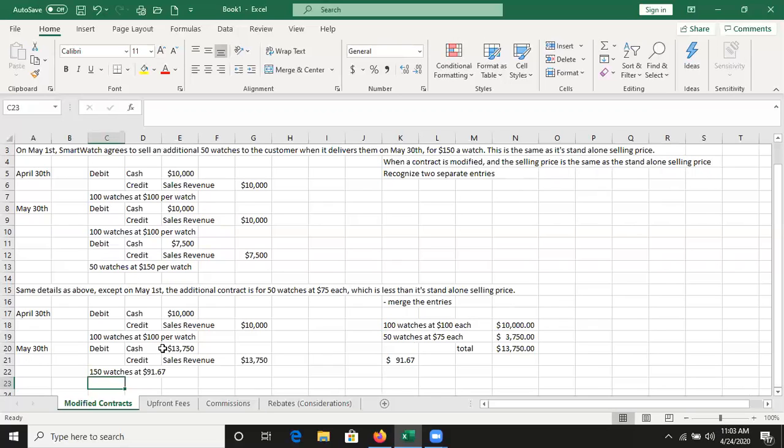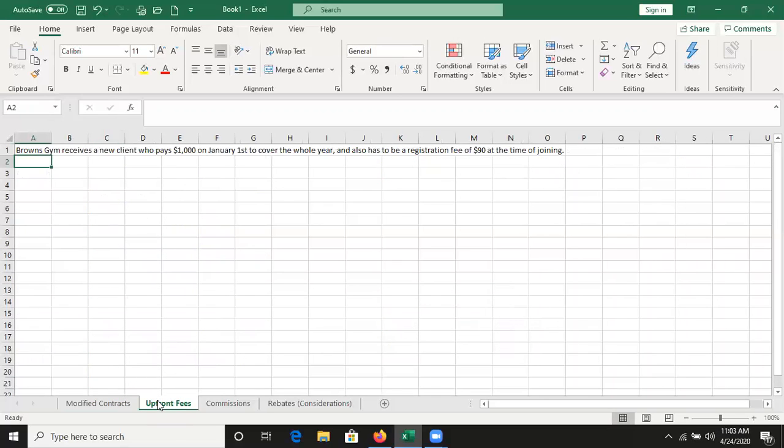Now we're going to look at upfront fees. Okay? Upfront fees are when you pay for something and you have to give something up front, maybe a registration fee, a license fee, an initiation fee, something to get your account set up. Generally, they're non-refundable. So generally, it's some type of startup fee when you first join or purchase something. So Brown's Gym receives a new client who pays $1,000 on January 1st to cover the whole year, and also has to pay a registration fee of $90 at the time of joining.